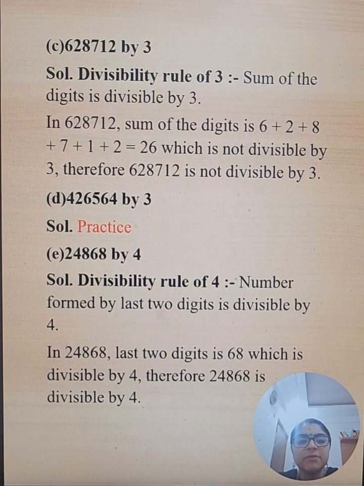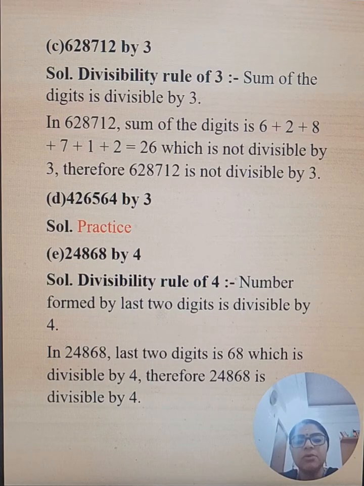So what is the sum of the digits? 6 plus 2 plus 8 plus 7 plus 1 plus 2? It is 26. But 26 is not divisible by 3, not a multiple of 3. So the entire number is not divisible by 3. Then the next one, the D part, you have to check.